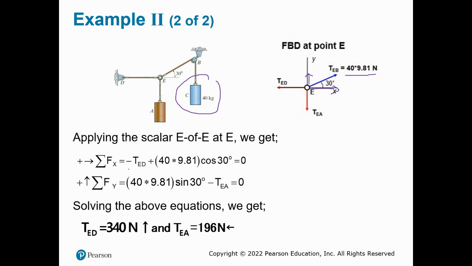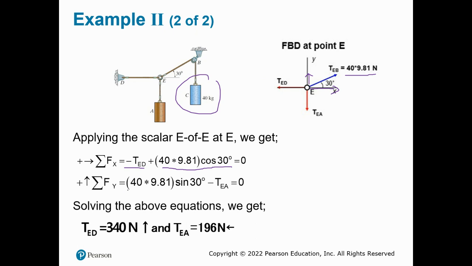For EB, I have a horizontal component, which is 40 times 9.8, right? That's the original EB, times cosine 30 degrees, positive going to the right. That's the x component of your TEB. And then your TED going to the left, negative. Okay, putting the x together, set that equal to 0.